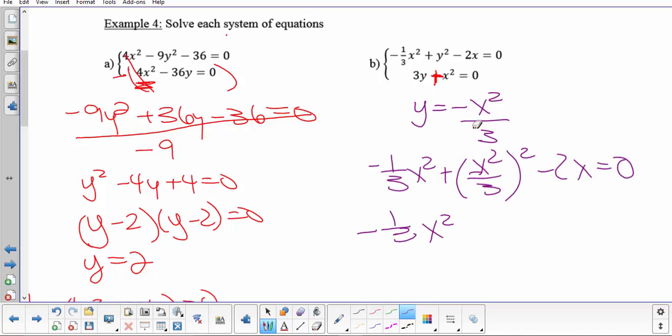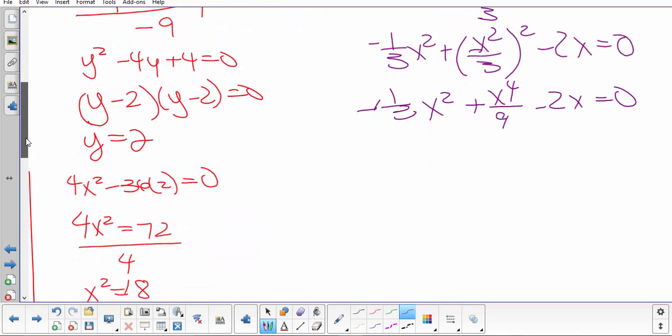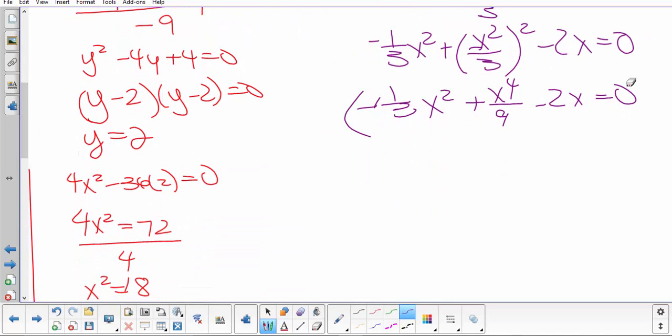When I substitute this into the top equation, I get negative 1/3 x squared plus negative x squared over 3 squared minus 2x equals 0. Squaring it out, I get negative 1/3 x squared plus x to the 4th over 9 minus 2x equals 0. From here, I'm going to multiply everything by 9 to eliminate the fractions. x to the 4th minus 3x squared minus 2x equals 0.